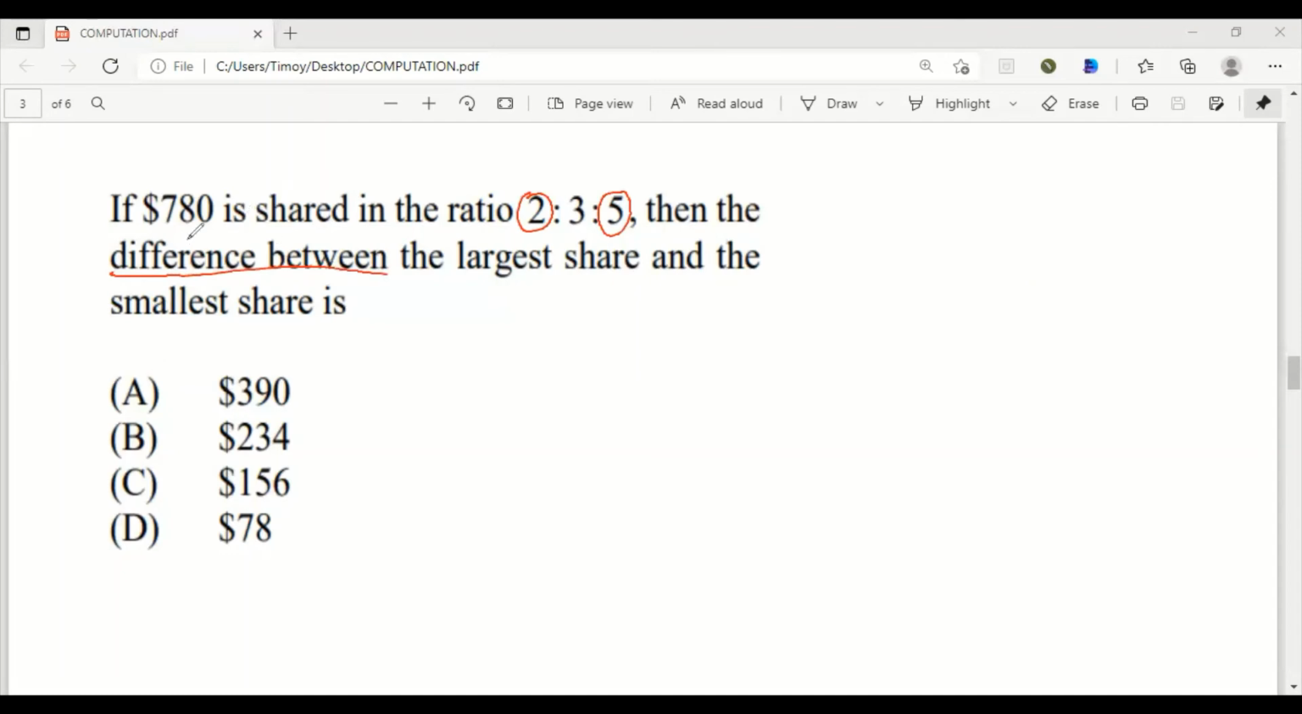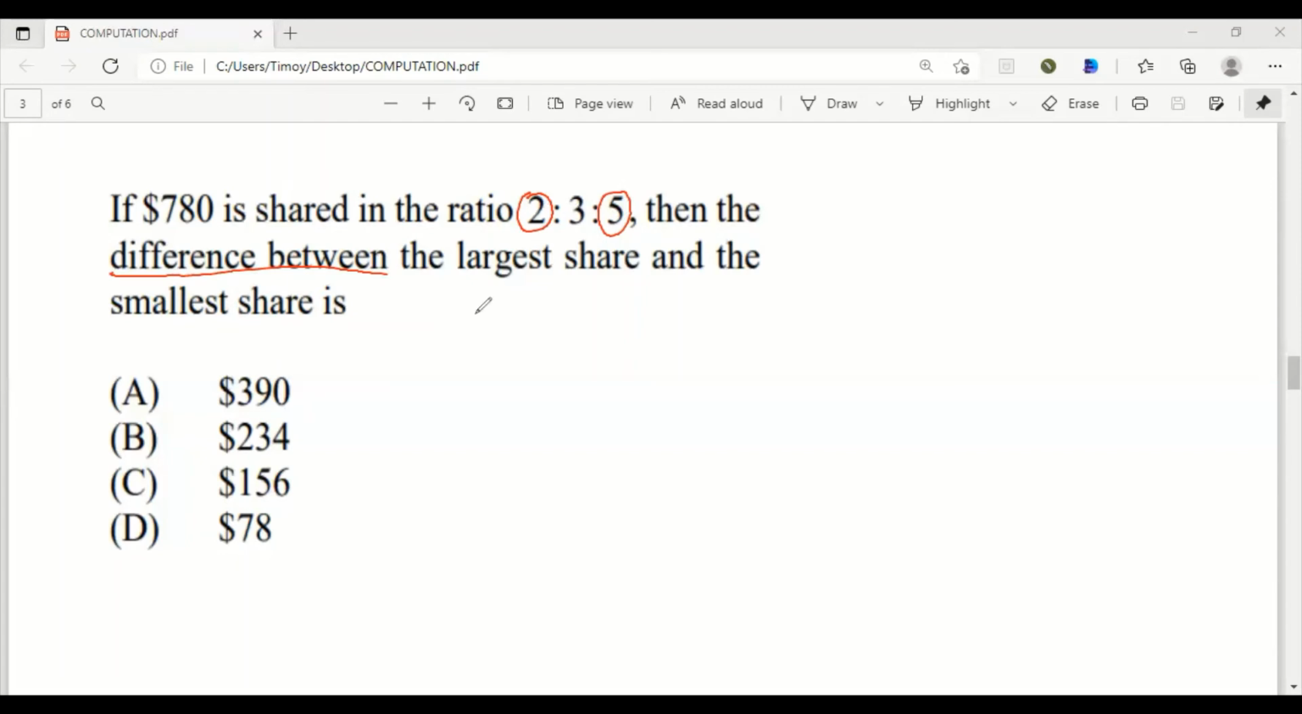But in terms of money, what is the largest share? We don't know. So we need to find that. And in terms of money, what is the smallest share? We don't know. So we need to find that. And then we subtract between the two. Now, every time you get a question like this, when you get something to share using ratio, you should always think fraction. So we have a whole. What is the whole? The whole is the sum of all the ratios. So it's going to be 5 plus 3 plus 2, right?